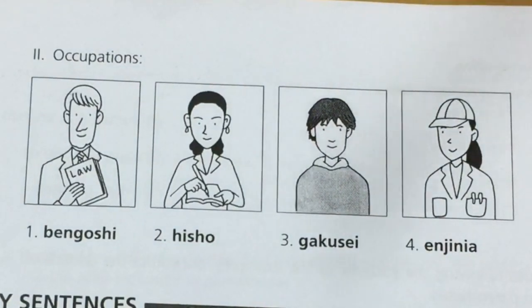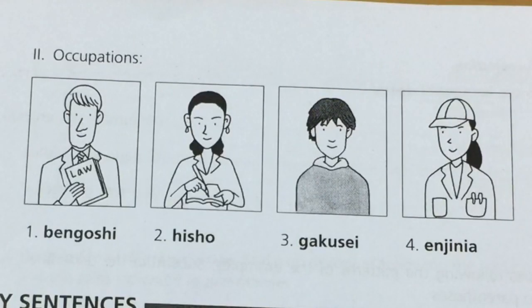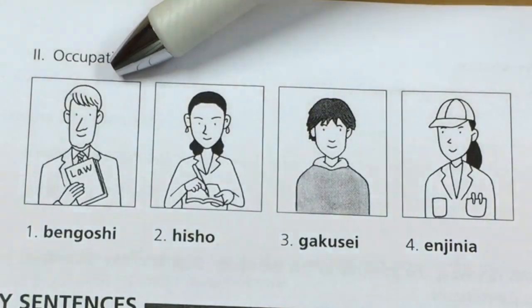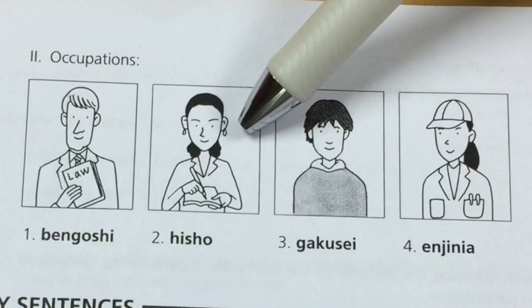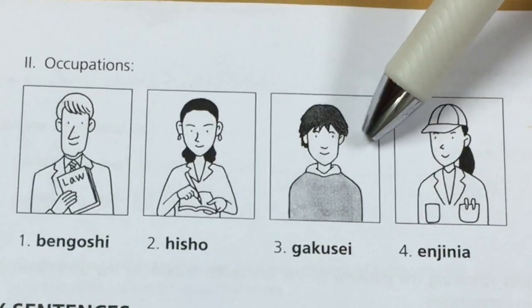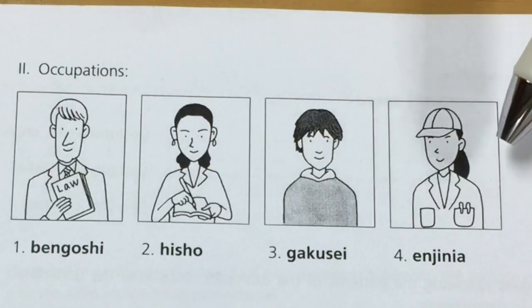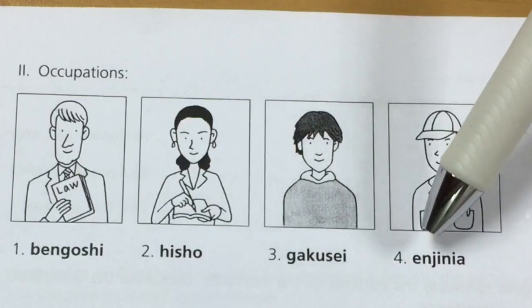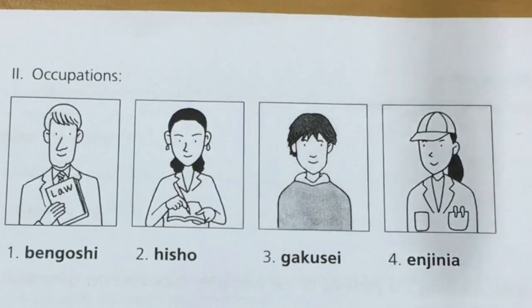We're talking about occupations. As I show you in the last clip with the pictures, we have 1, 2, 3, 4 occupations here. The first one is a lawyer. We call bengoshi. The second person is a secretary. We call hisho. The third person is a student. It's called gakusei. And the fourth one is an engineer. We call engineer. So we have bengoshi, hisho, gakusei, engineer.